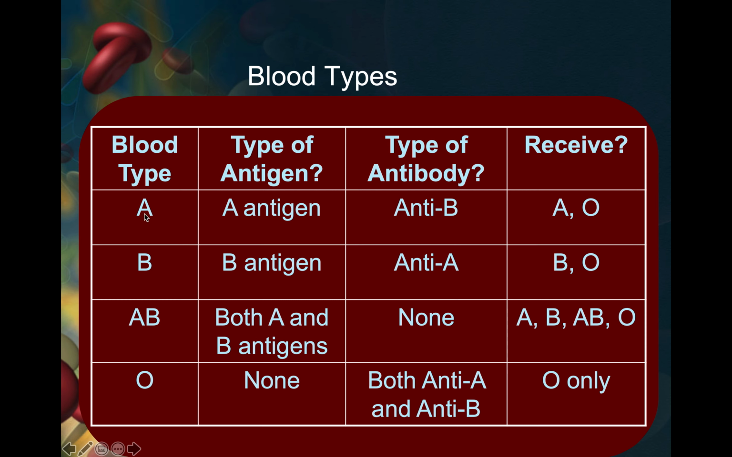AB doesn't produce either of those antibodies because, again, it would be attacking itself. So notice it can receive A, B, AB, and O. It is a universal recipient.